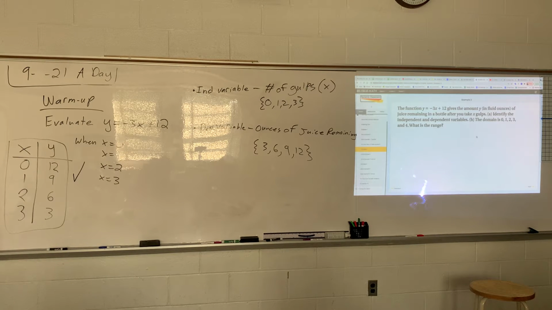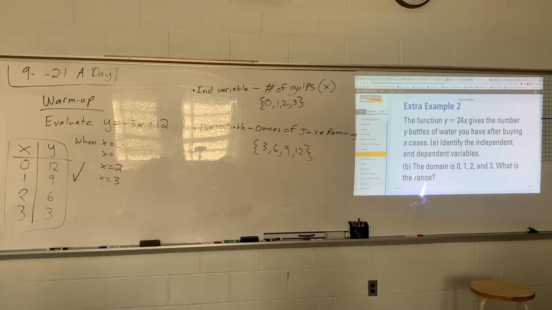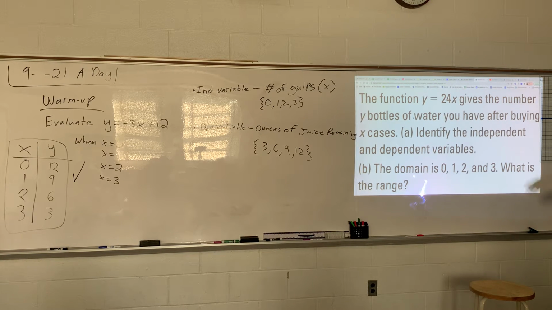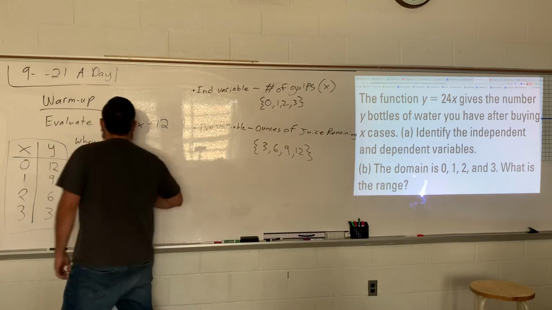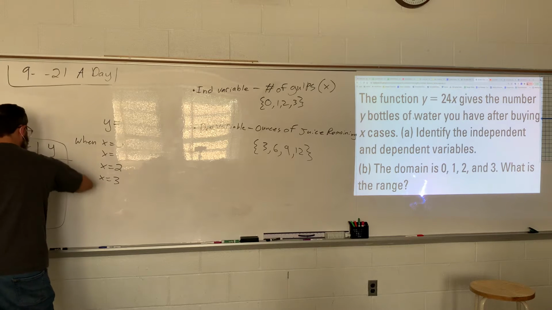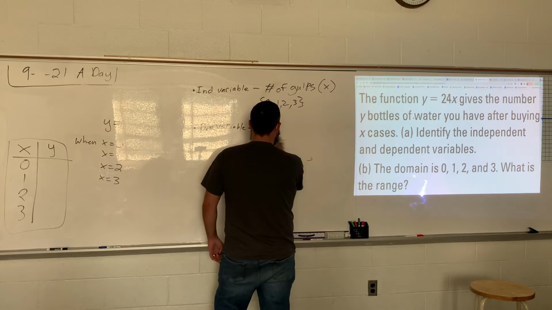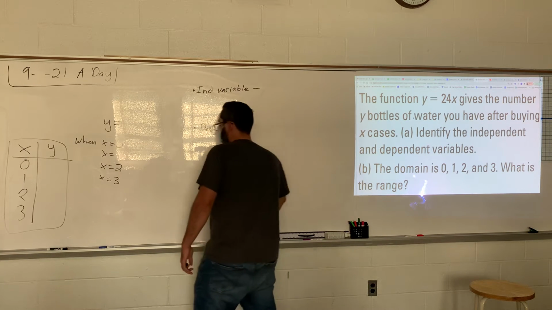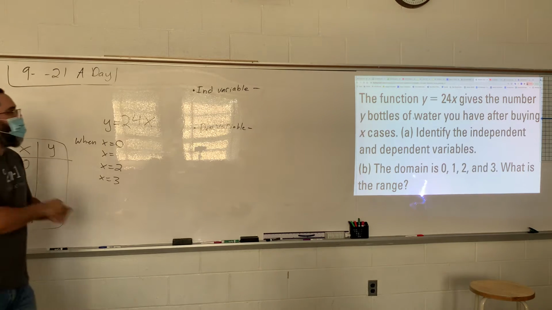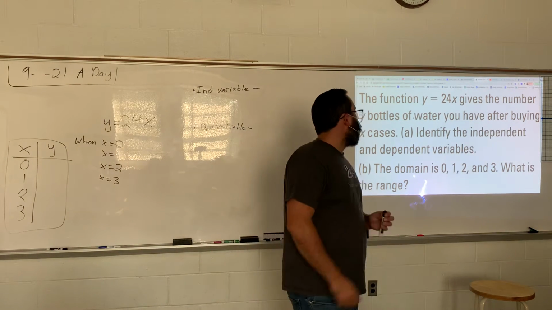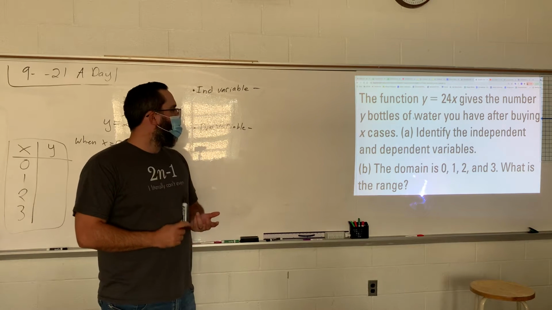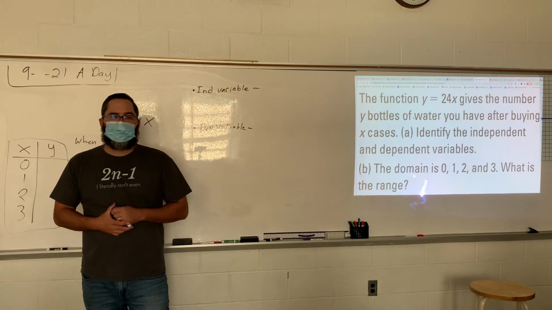We're going to do the same thing again with a different function. So here we have y equals 24x. It says the function y equals 24x gives the number y of bottles of water you have after buying x cases. You can identify the domain and range, and we are going to then find the range if the domain is 0, 1, 2, 3, and 4. So it's pretty much the exact same problem.